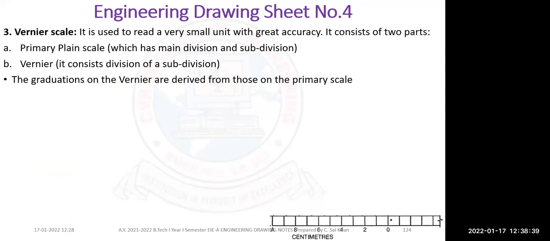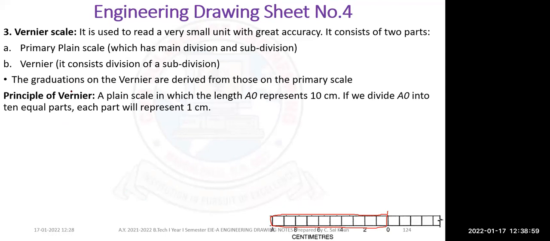So this is the problem. In the problem, this is my division, and this is my subdivision. This subdivision I divide into 10 equal parts. Then I am explaining the backward Vernier. So listen. Whenever I am taking the principle of Vernier, for example, AO represents 10 centimeters, and we are dividing this AO into 10 equal parts. Each represents 1 centimeter. Okay.